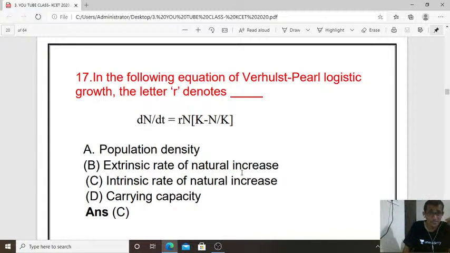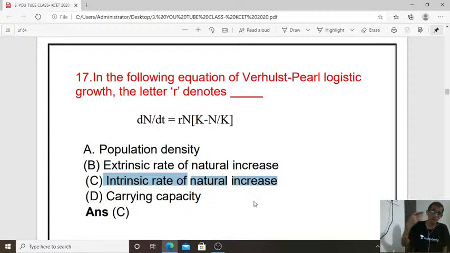So in the 17th question, in the following equation of Verhulst-Pearl logistic growth, that is the Verhulst-Pearl logistic growth curve, isn't it? The letter R denotes what? What is this R? dN by dt is equal to rN into (K minus N) by K. That is the equation regarding the Verhulst-Pearl logistic growth curve. So what is meant by R? R is the intrinsic rate of natural increase, where R can be obtained by deducting the death rate from birth rate. Birth rate minus death rate gives R, the intrinsic rate of natural increase.